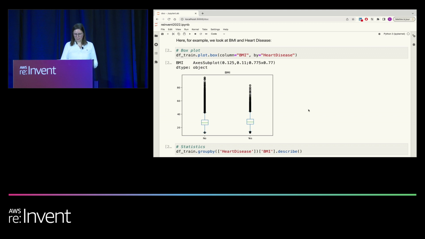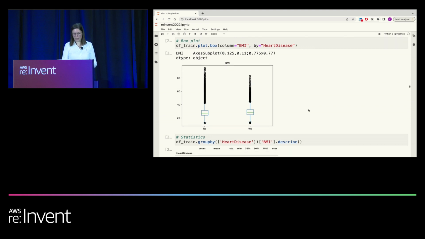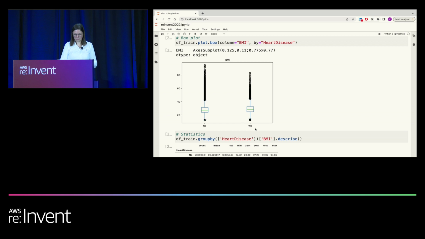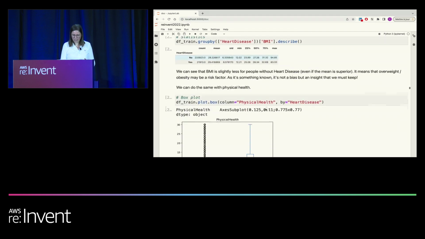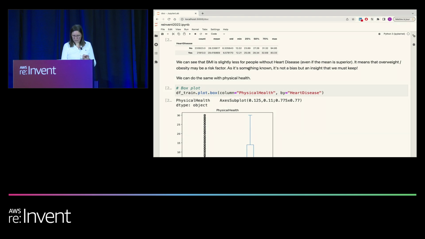Regarding the BMI. And what we can see is that when you have heart disease, you have a similar distribution than when you don't have an heart disease. So in this plot, I cannot see a lot of differences between the both of them. It is just slightly less in the array for people without heart disease, but you cannot say there is a correlation between the two of them regarding just that.